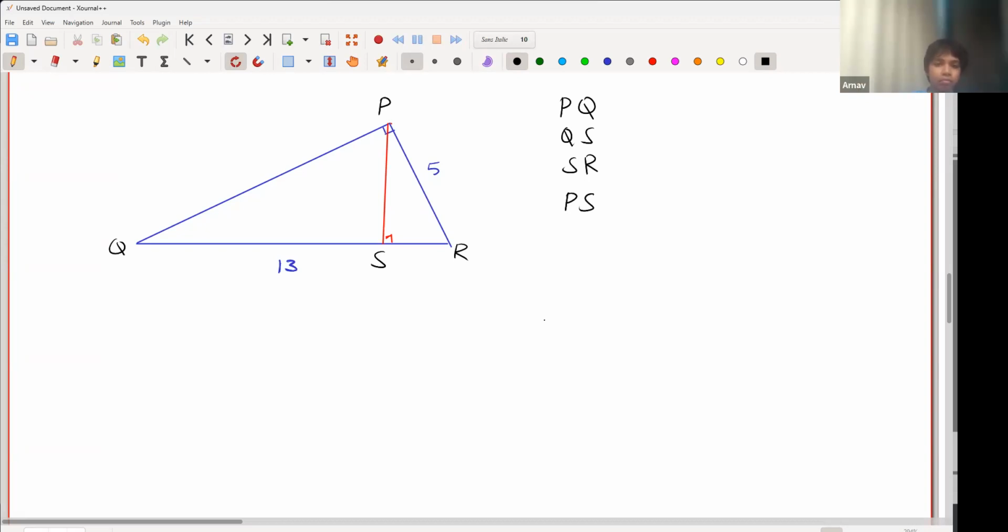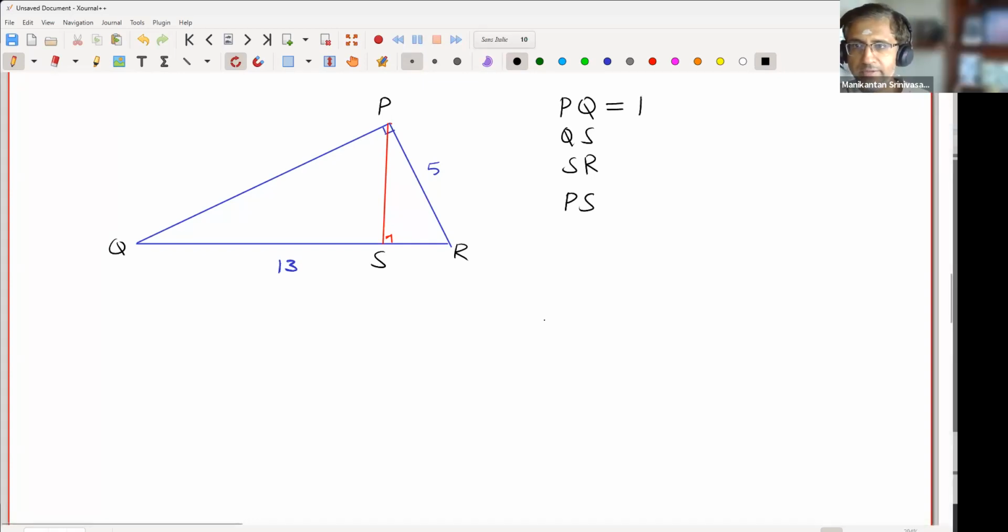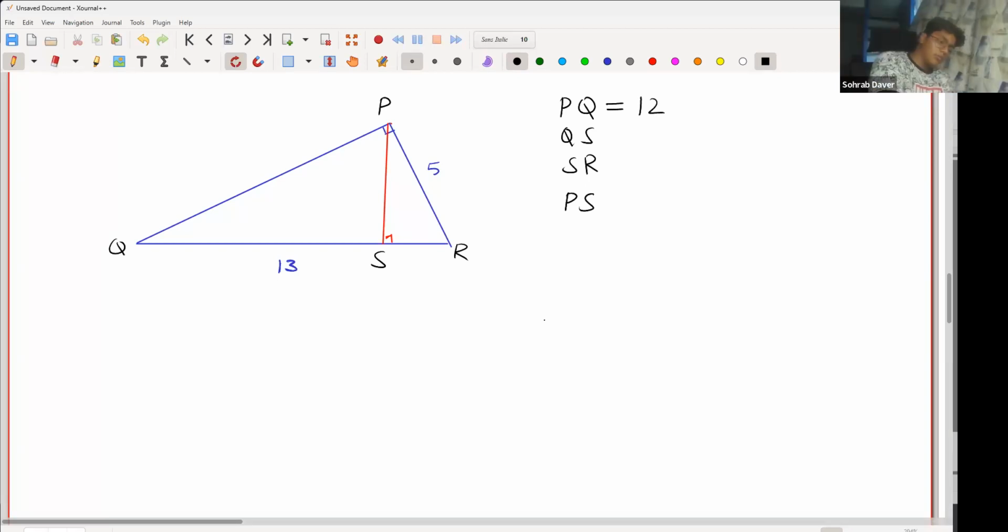So I got the answer. I'll call out each person for each one of these choices. Saurabh, you want to take PQ? I'm not sure yet. All right, no problem, we'll pass. Neve, PQ. So 12? Can you explain 12, Neve? So I did 13 square minus 5 square. Exactly. Nothing more than that. Very simple. It's just the 5, 12, 13 triplet. You know it's 13, 5. The third missing piece was 12, right?